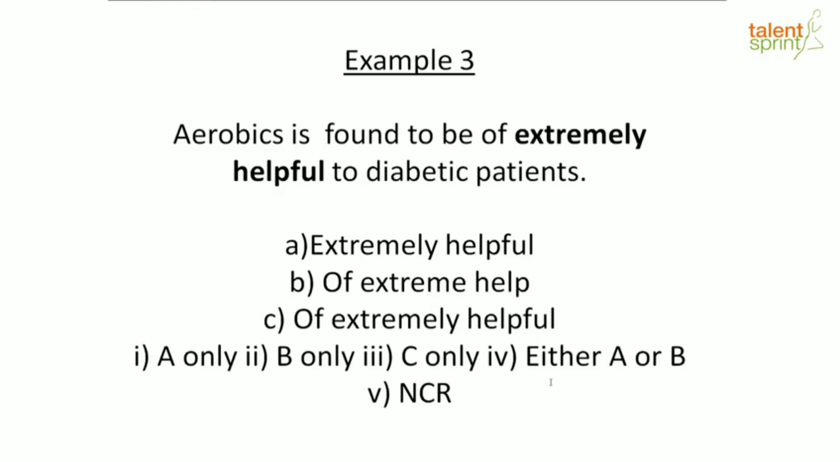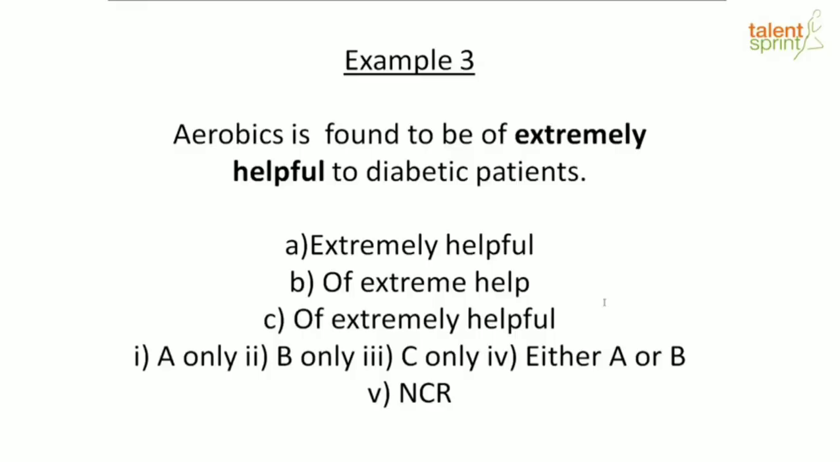So if I think only A is correct, I'm going to select 1. If I think only option B is correct, I will select 2. If I think only C is correct, I will select option 3. Or if I think either A or B will fit in this context, I will select option 4. But if I feel the highlighted phrase in the sentence is grammatically correct as it is and no correction is required, then I will select option 5. But let's fall back on our sentence and understand the meaning that it's conveying. Aerobics is found to be of what to diabetic patients?